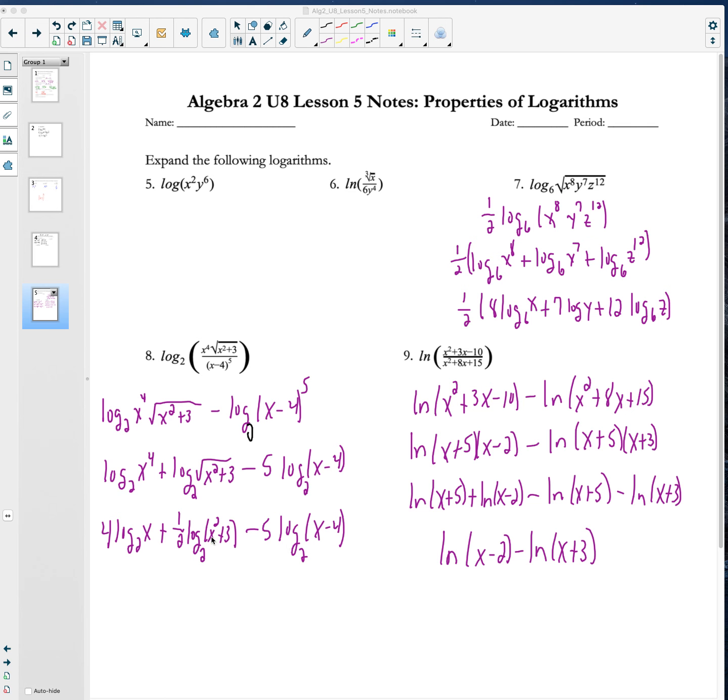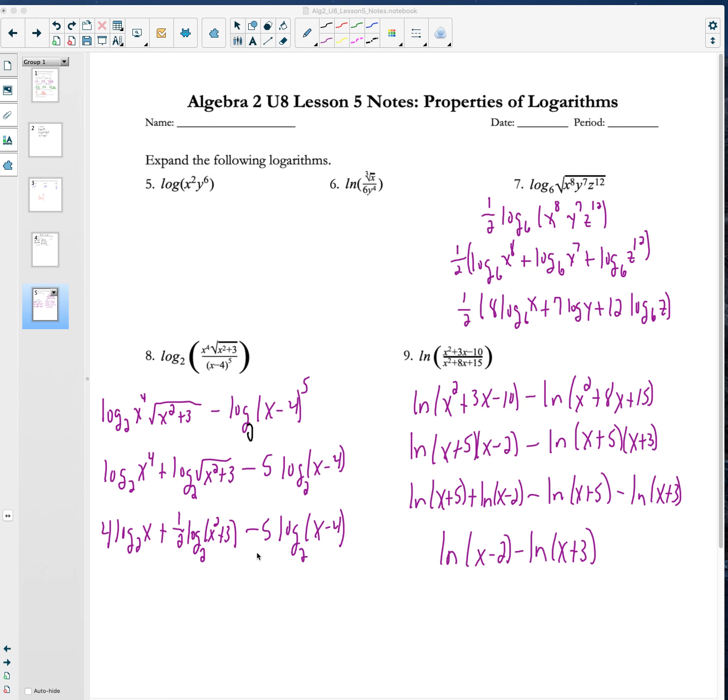Now, notice this has x squared in it, but I can't do anything because it's not multiplication or division, right? So if I have x squared plus 3, there's nothing else I can do. So if this argument consists of addition or subtraction like it does in the first or second part and the third part here, there's nothing else I can do. There's nothing else I can break apart.